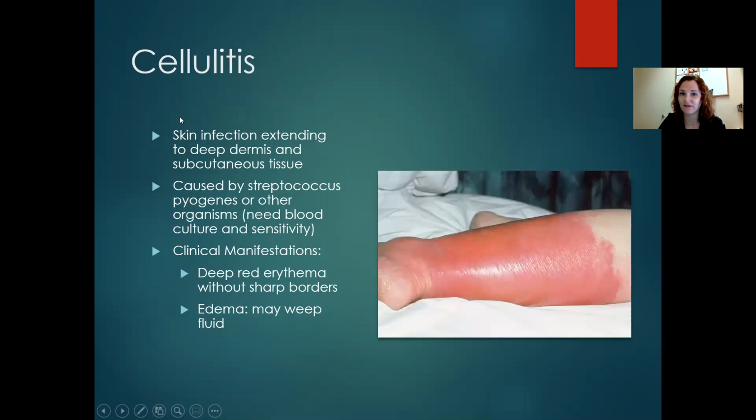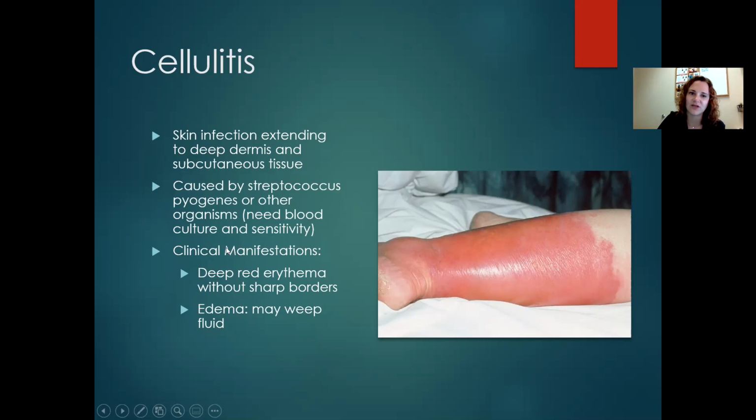What are we going to do about cellulitis? Well, cellulitis is, just like it sounds, inflammation of the deep dermis, and it's a skin infection that extends down into the deep dermis and subcutaneous tissue. It's often caused by Streptococcus pyogenes or other organisms. They typically need blood cultures before antibiotics on these. They can quickly spread to the blood and develop bacteremia, so we don't want that to happen.